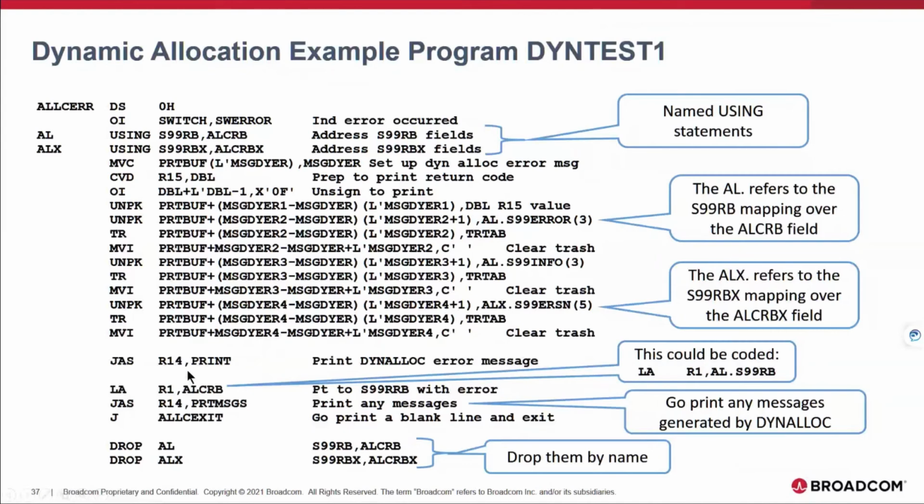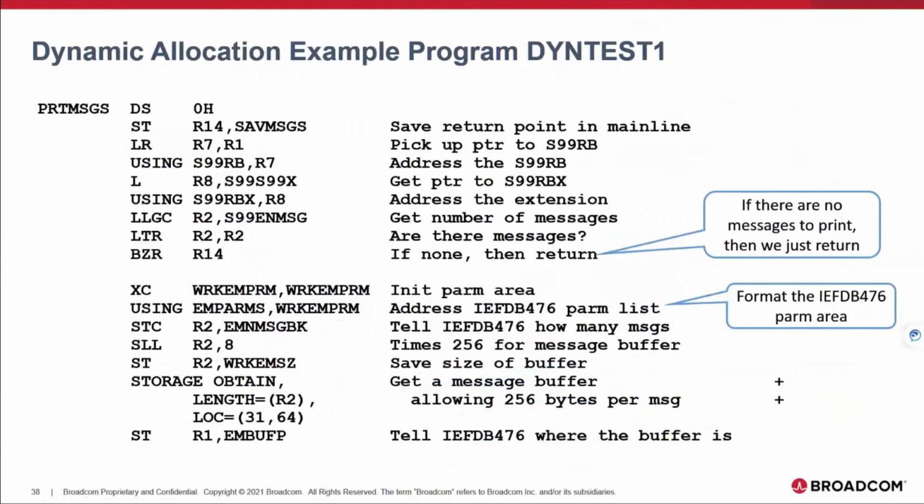And of course, once we've printed this general message, we once again will point to this allocation RB and go off to our message routine to print any messages that might have been generated. The print messages routine is pretty simple. When it gets control, it's expecting R1 to be pointing at the S99RB, so it will get that in register 7, and use register 7 as the base register for the S99RB, and he picks up the RB extension pointer out of this RB and uses register 8 for it.